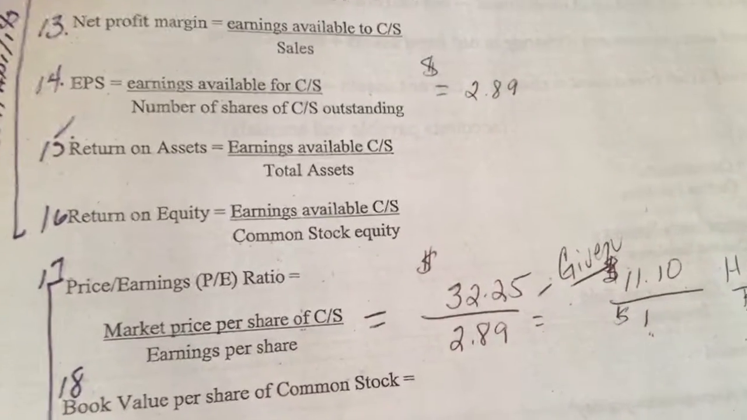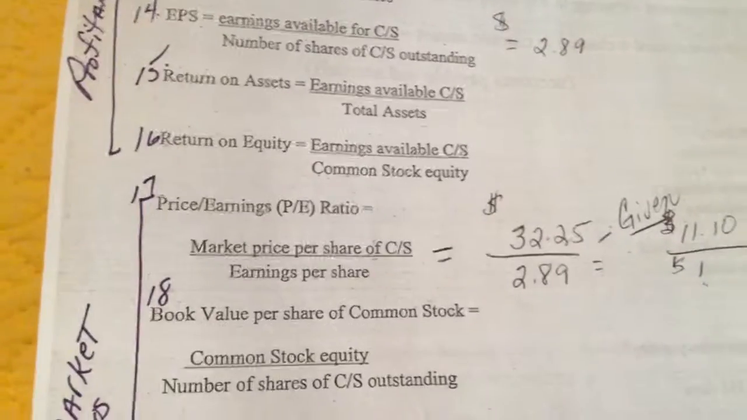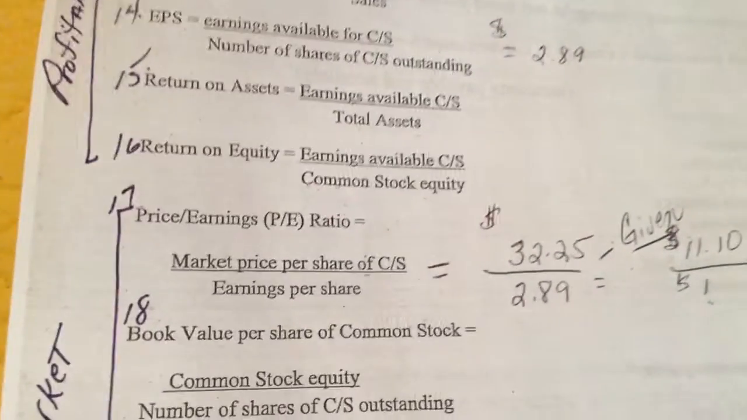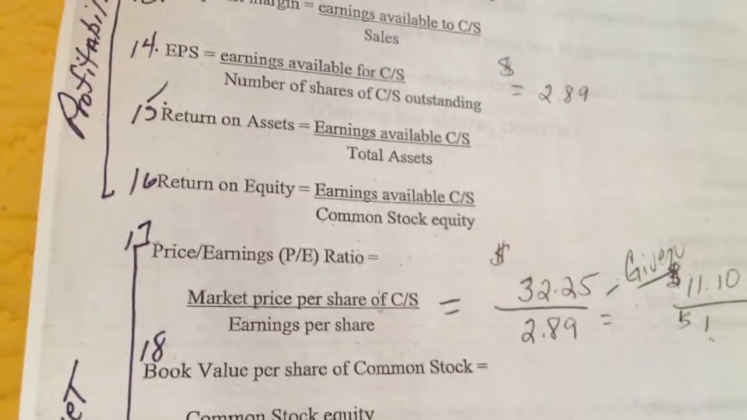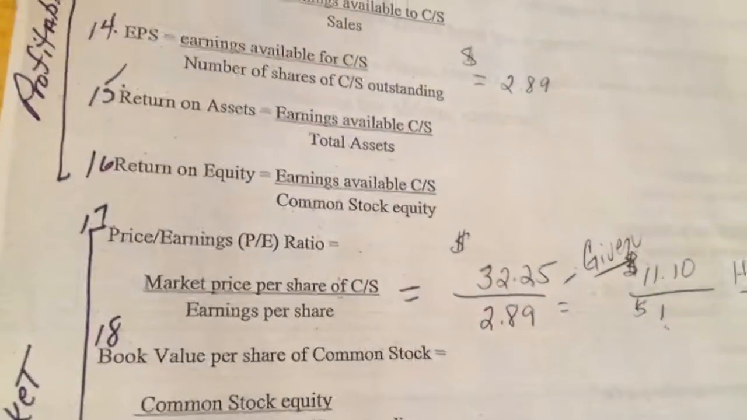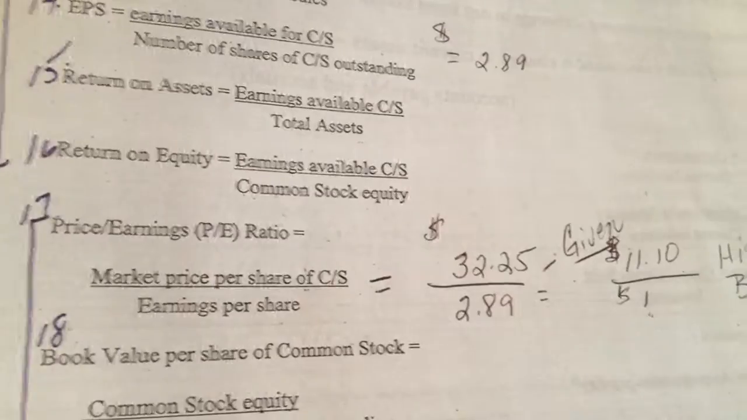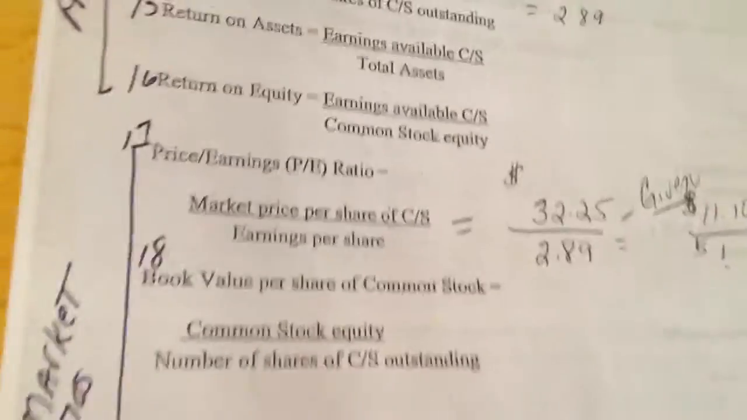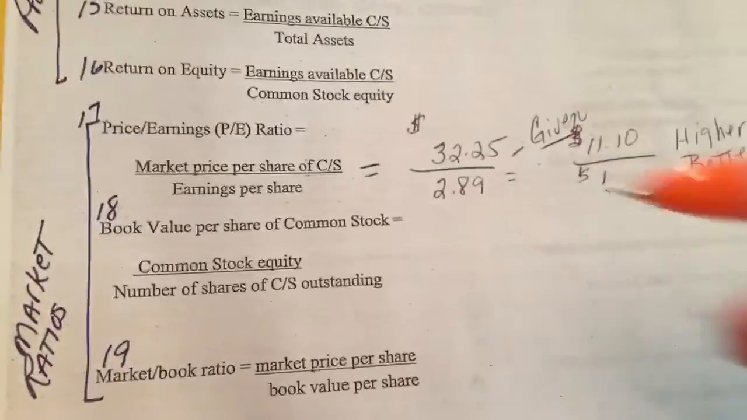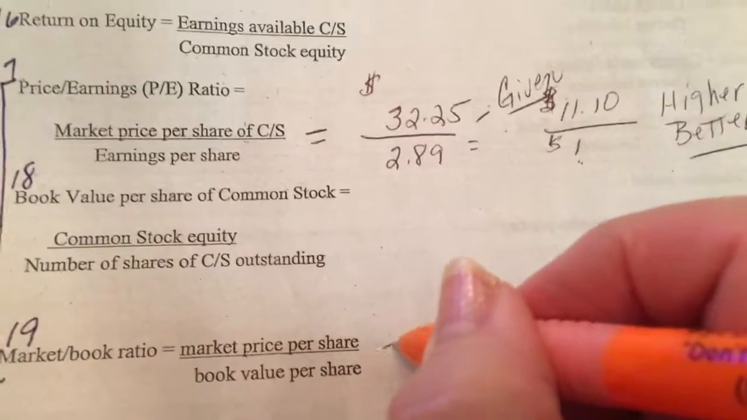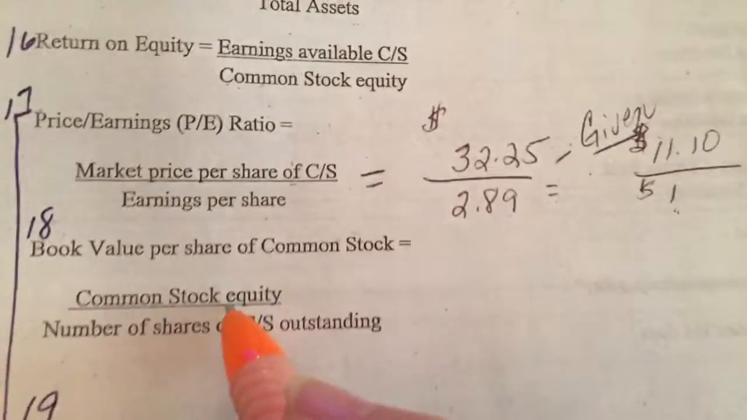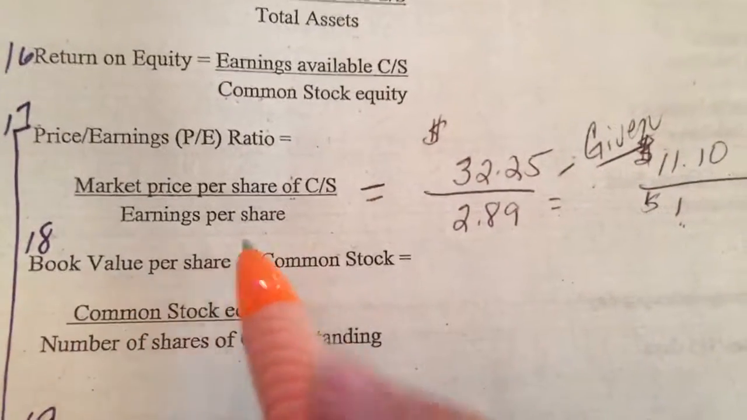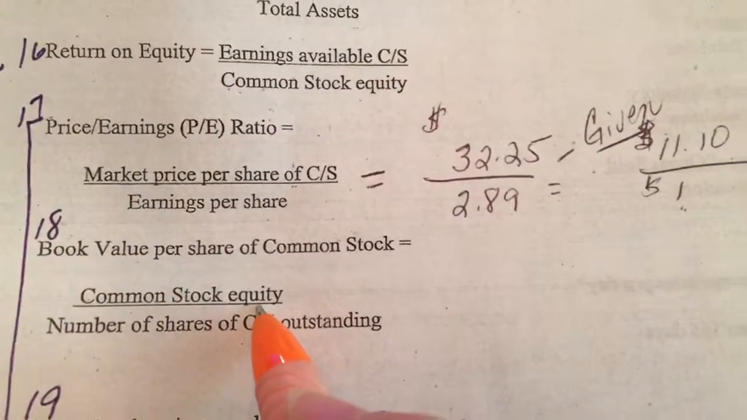Now, let's take a look at the next ratio, which is called the book value per share. This particular ratio is only used for the last one, so it's not a measure that really means a whole lot. Let's take a look at where we get the numbers. Book value per share is your common stockholders' equity.